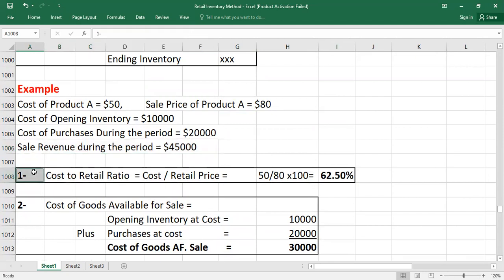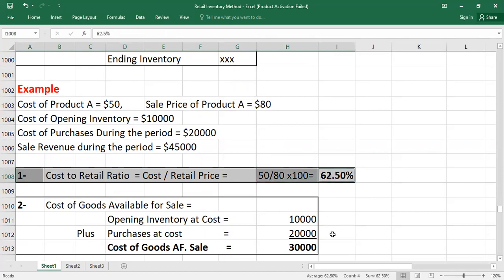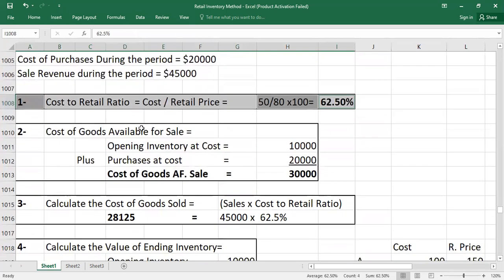So step number one, we will calculate the cost to retail ratio, and the formula will be cost divided by retail price. So here the cost is 50 and retail price is 80, multiplied by 100, so it means the cost to retail ratio is 62.50. That is what you will do.